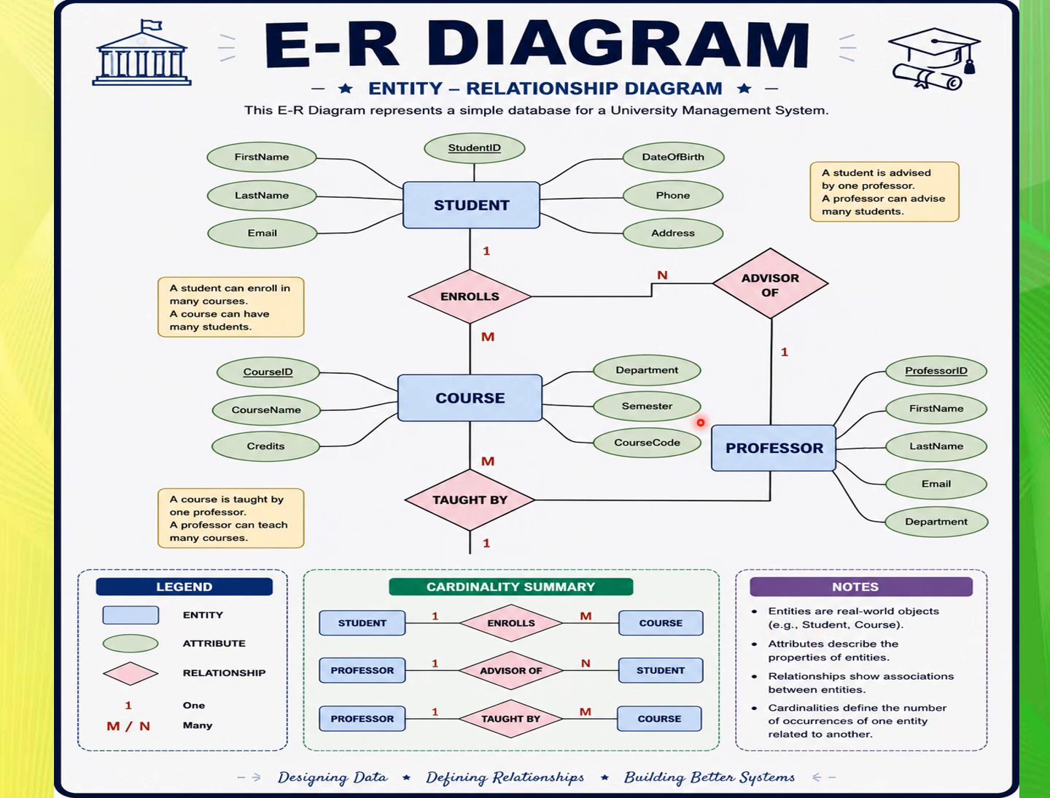So one student enrolls in many courses. One professor is the advisor of N students. One professor teaches many courses. So entities are real world objects. For example, here student, course and professor are the entities. Attributes describe the properties of entities. And relationship shows association between entities. Finally, cardinalities define the number of occurrences of one entity related to another.